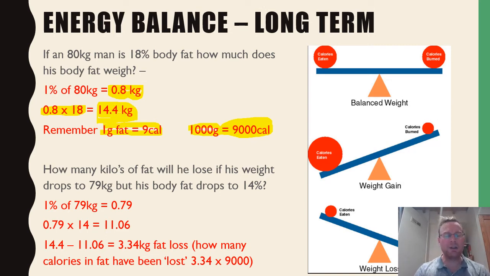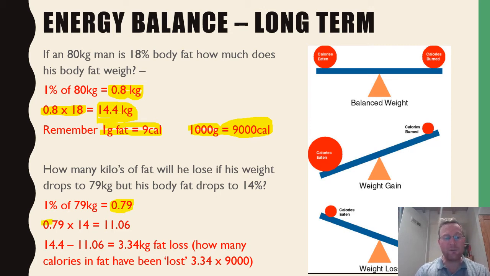So the next little question I gave you was how many kilos of fat will he lose if his weight drops to 79 kilos, but his body fat drops to 14%? So only a 1 kilo loss in weight, but a 4% drop in body fat percentage. So 1% of 79 kilos is 0.79. So 79 divided by 100.